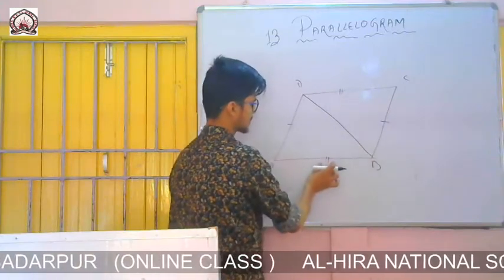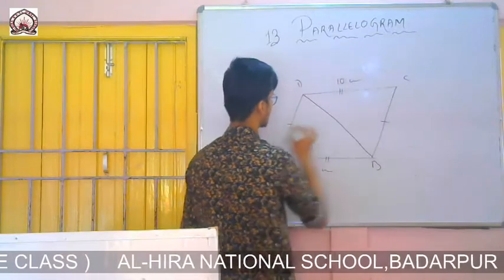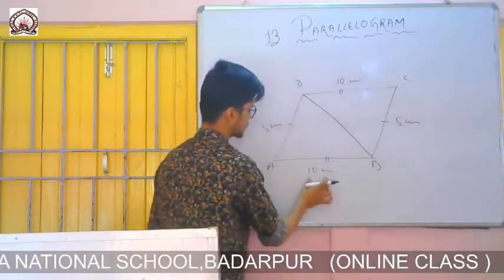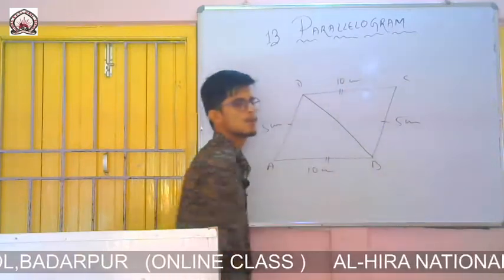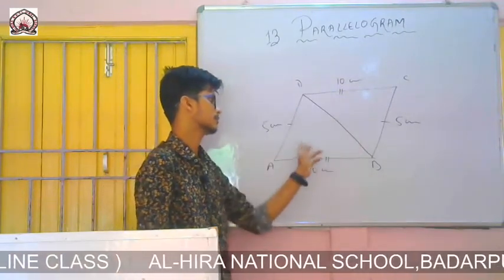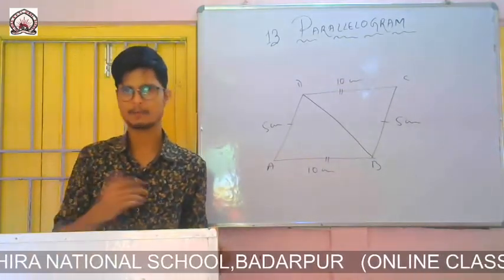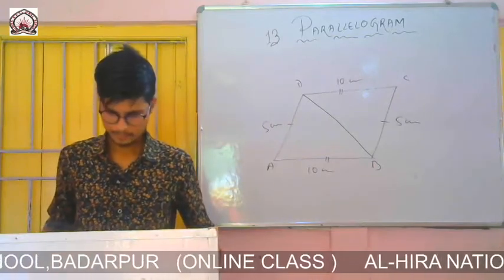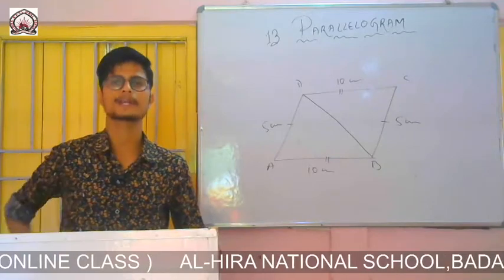If I take this one as 10 centimeter, this one will also be 10. This one 5 centimeter, this one will also be 5. One side with 10 centimeter, one side with 5 centimeter, and there is a diagonal which is of the same length for both of them. That means both triangles are congruent, and with other properties also you can show that both are congruent. Then comes the opposite sides and angles of a parallelogram are equal.